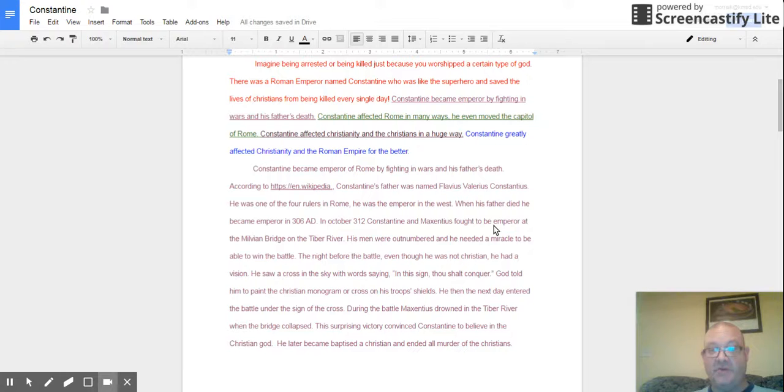Here's our second paragraph, known as our first body paragraph. I have to prove my support, one of my support evidence. Constantine became emperor of Rome by fighting in wars and his father's death. Okay, so that is the main point.